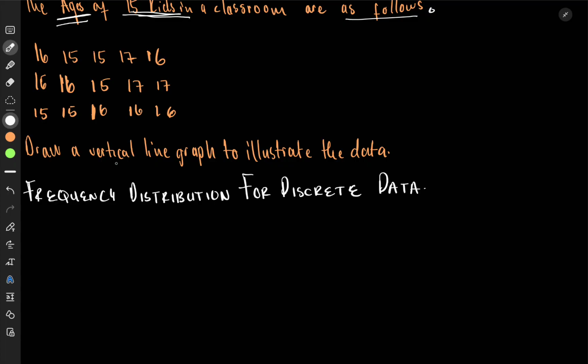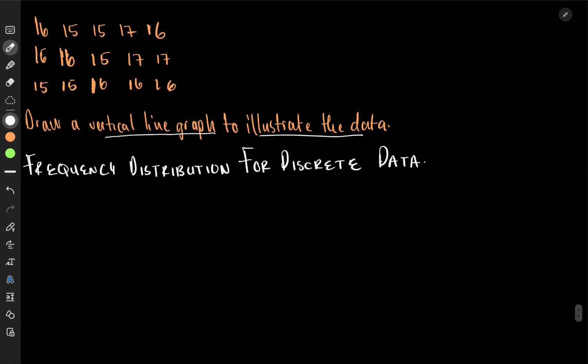Now, here it says draw a vertical line graph to illustrate the data. Great. So now when we are drawing a vertical line graph, before we can display or visualize, we can't visualize before we organize. So the moment we get data that is all over the place, this is what we call raw data. We have to organize it by putting it in a table. So the first thing we're going to do is to put it in a table. And that table is called frequency distribution. It shows the values and their frequencies, or the how much.